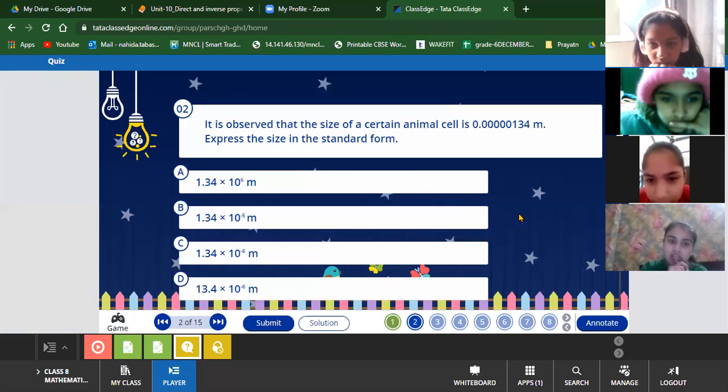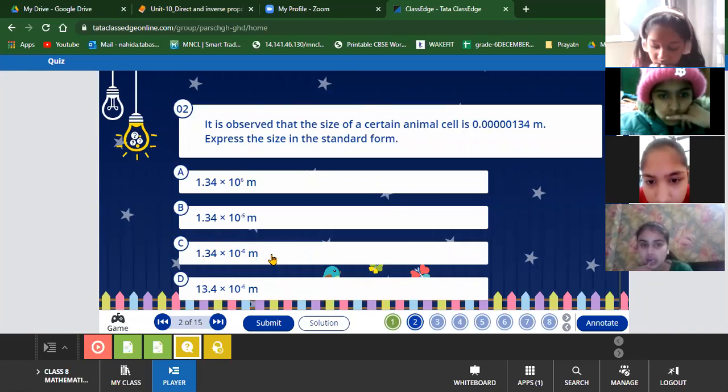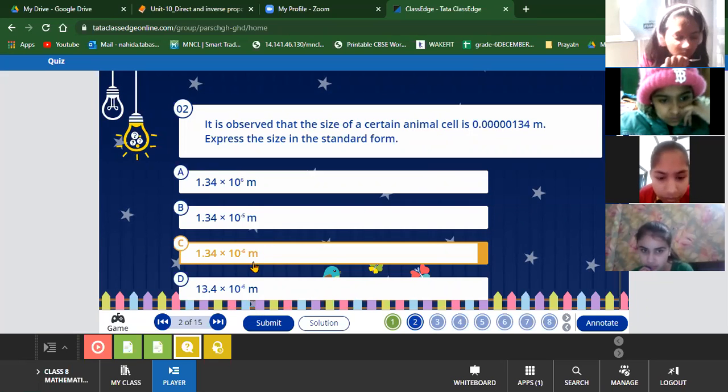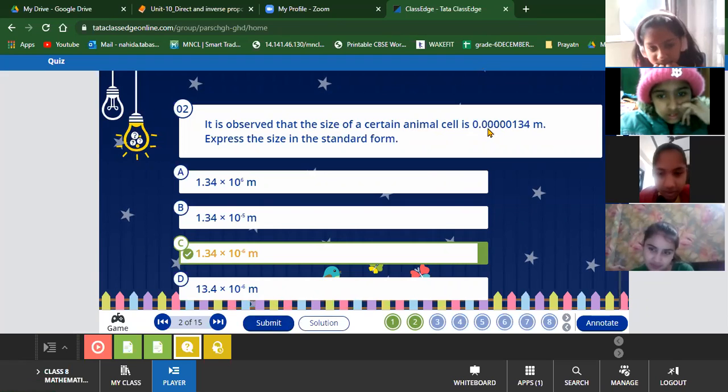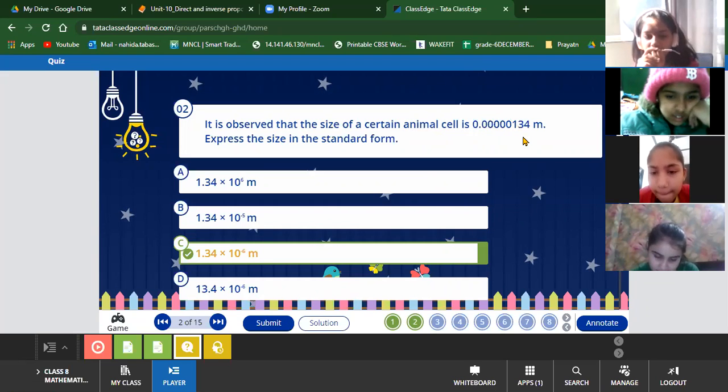I think the answer should be C. B. Please check the number of digits you need to shift the decimal. No, it's C, -6, because there are 1, 2, 3, 4, 5, 6. You will be shifting the decimal after 1, no? So the decimal is shifted 6 places. That's why it will be -6.